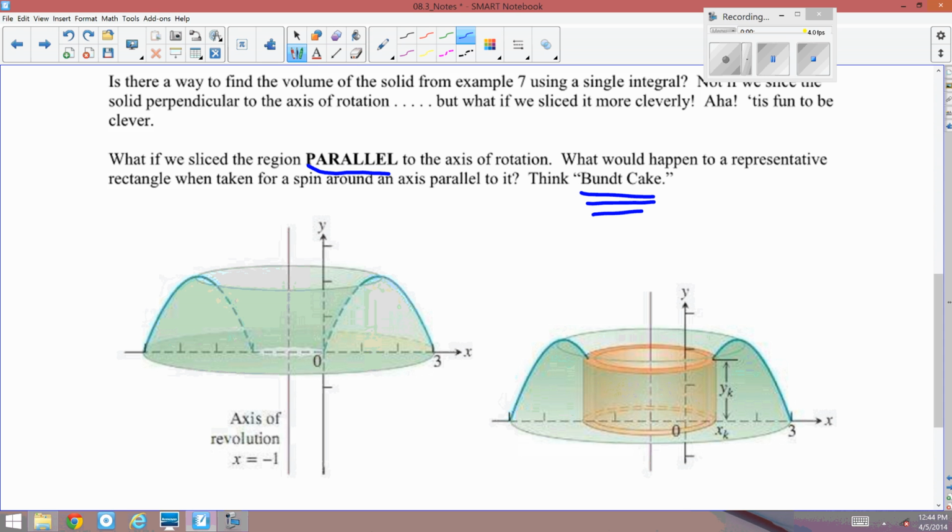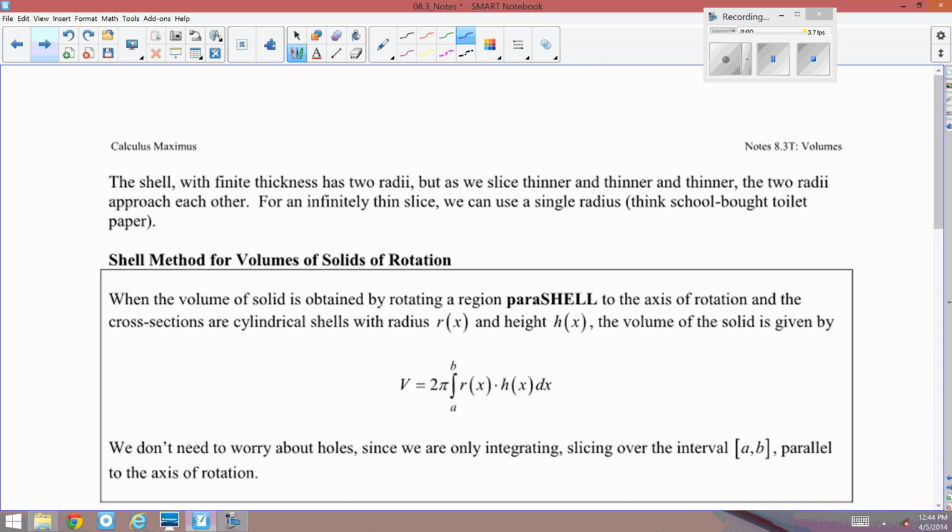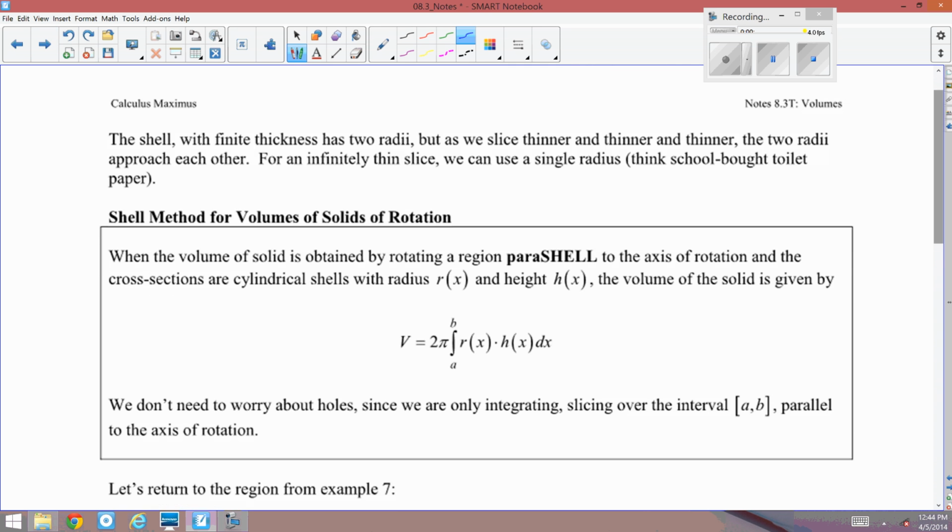All right, so we're kind of making this cylindrical shell shape. We're cutting it parallel and spinning it around. So this thing's called a cylindrical shell. Got that? And I like this analogy here. We're taking a really thin shell, so we're thinking school-bought toilet paper, or the terrible tissues that I can't stand. That's how thin we're talking.